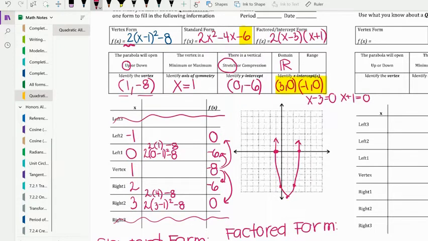The range. So the range has to do with the y value of the vertex, which is this point right here. So in this case, the range is y is greater than or equal to -8. So we're going to write y is greater than or equal to -8. Okay, so is the vertex a minimum or maximum? So we want to look at that vertex. Is that the lowest point on the graph or the highest? In this case, it's the lowest. So we would say the vertex is a minimum. All right, so that is the first one.